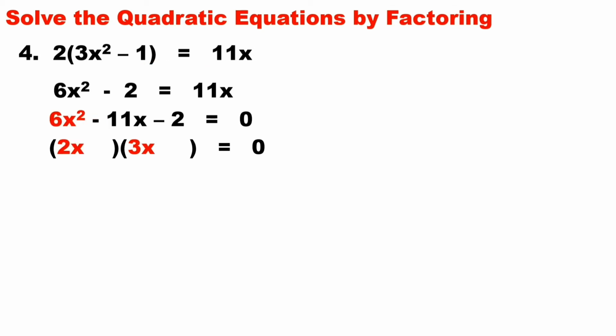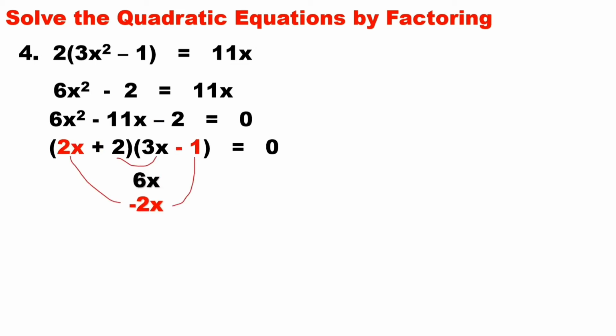The factors of the first term 6x squared equals 2x times 3x. The factors of the third term 2 is 2 times 1. Since the third term is negative, the operations are plus and minus. 2 times 3x equals 6x. 2 times negative 1 is negative 2x. 6x minus 2x equals 4x. 4x did not match negative 11x of the middle term. Therefore, the factors quantity 2x plus 2 quantity 3x minus 1 are not yet correct.